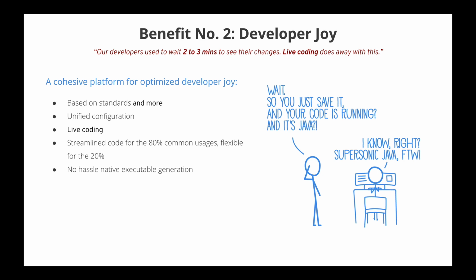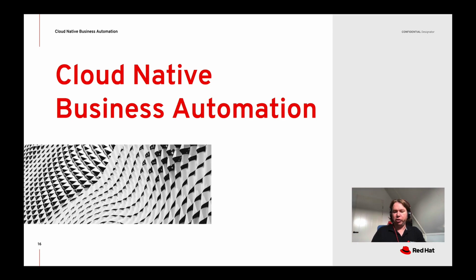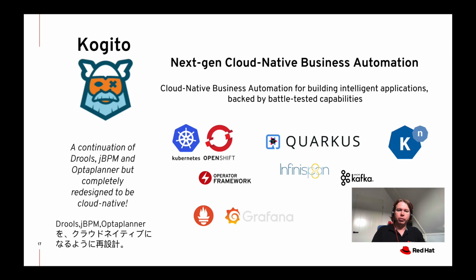which greatly increases productivity. So what about cloud native business automation then? So let's have a look at Kogito. So what is Kogito? Kogito is our next-gen cloud-native business automation platform, and it's created to bring the business automation space, so business processes, business rules, business decisions, into the world of cloud and containers. Now, it's not a fully new project. It's actually a continuation of Drools, jBPM, and OptaPlanner, but it's being redesigned to be cloud native.